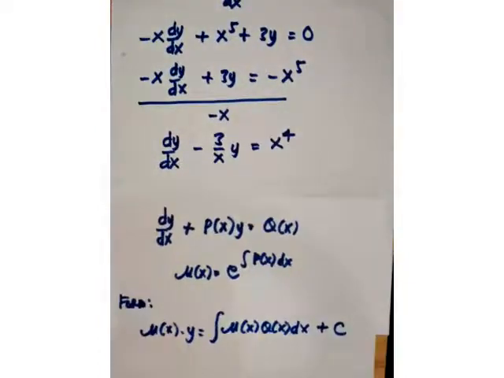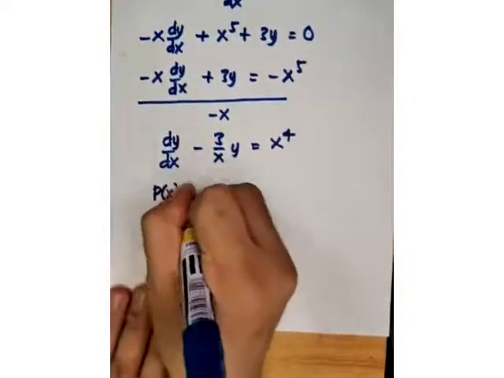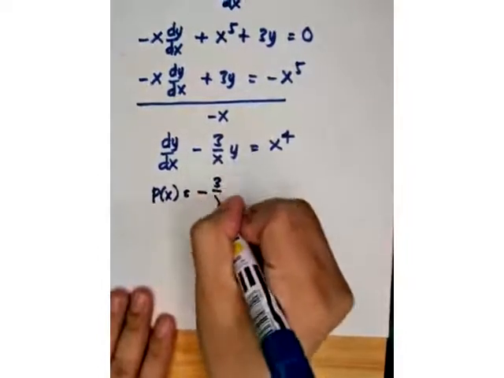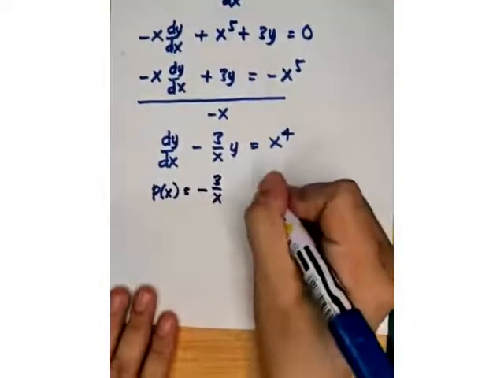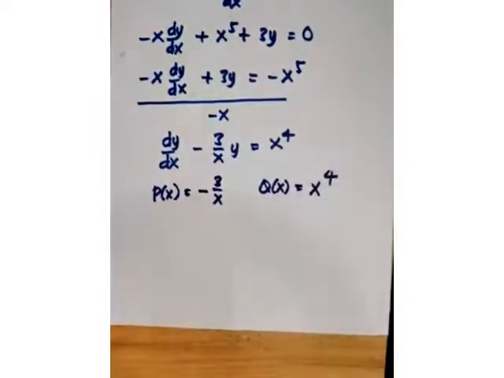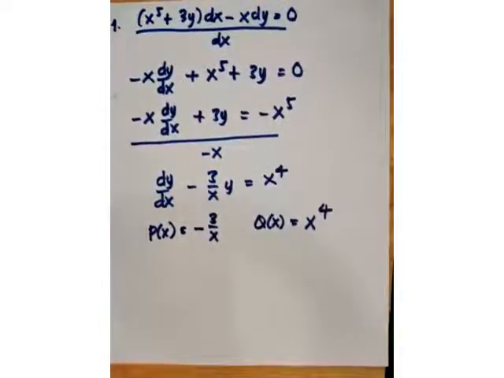Okay. So, i-identify natin next is what is our p of x? Ayan, based doon sa formula natin, p of x is negative 3 over x. And then yung ating q of x is equal to x raised to 4.